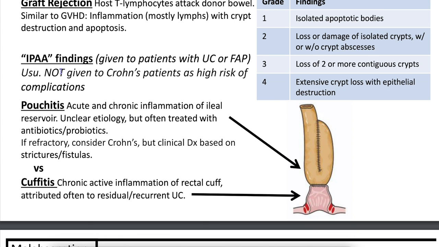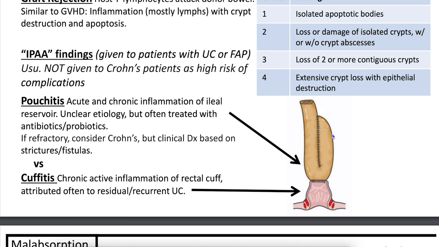IPAA, which is ileal pouch anal anastomosis. These are given to patients with ulcerative colitis or familial adenomatous polyposis syndrome. Usually not given to Crohn's patients, but chronic architectural changes can be found with IPAA. Pouchitis is acute and chronic inflammation of ileal reservoir, as we can see here. There's an unclear etiology, but often treated with antibiotics and probiotics. If refractory, you want to consider Crohn's.